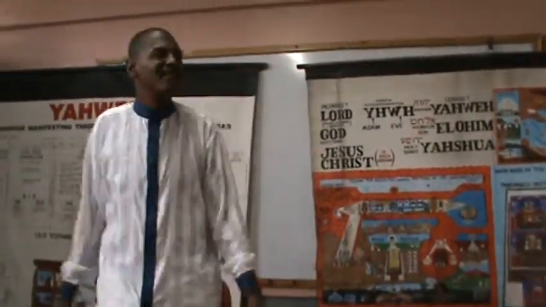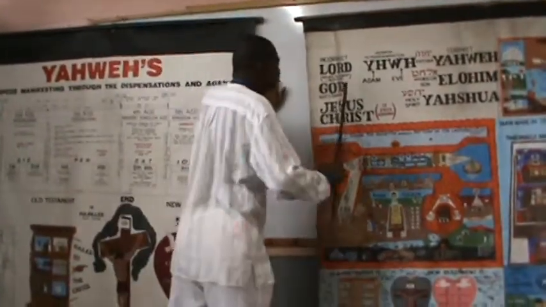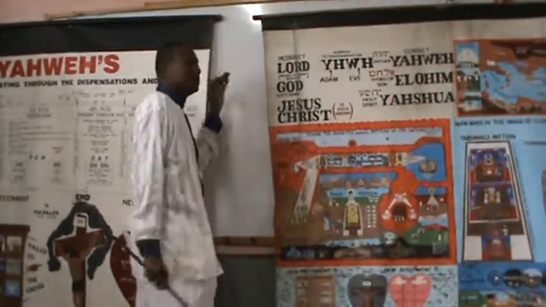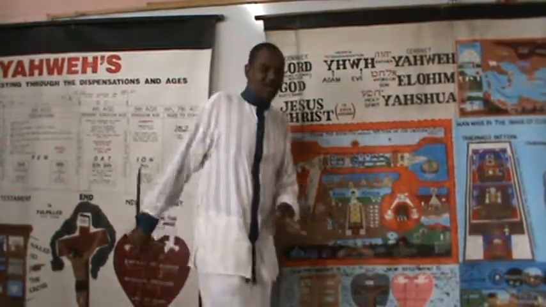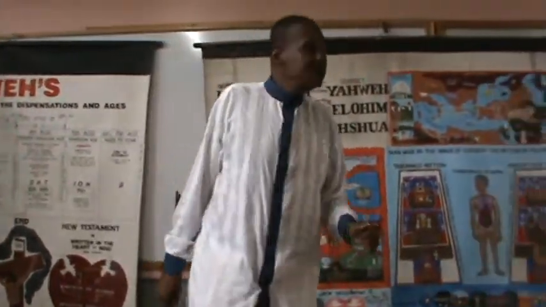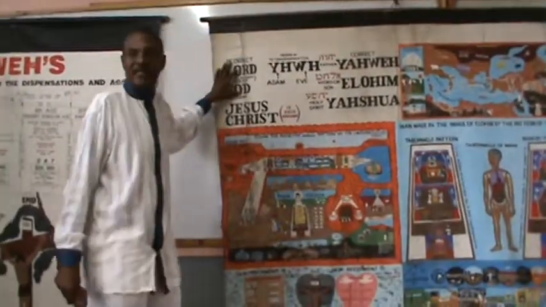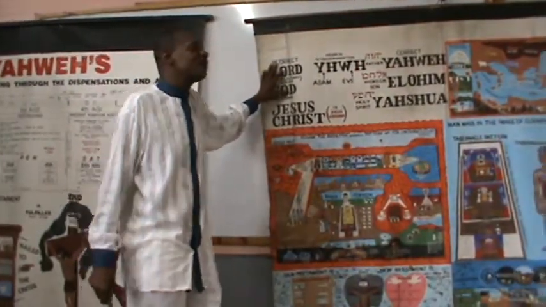And God spake unto Moses and said unto him, I am the Lord. And I appeared unto Abraham, unto Isaac, and unto Jacob by the name of God Almighty. But by my name Jehovah was I not known. No, God Almighty is not a name. And Jehovah is a name, but Jehovah is a false name.